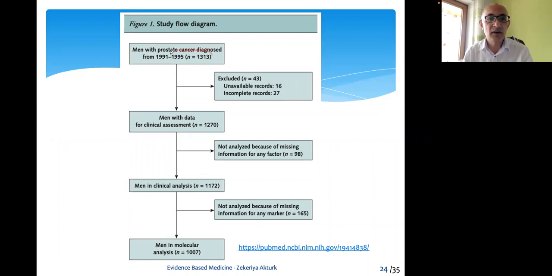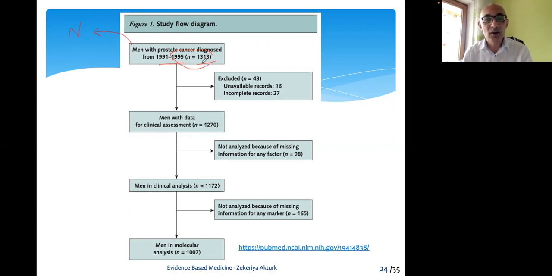So during this time interval, 4 or 5 years, they had 1,313 prostate cancer diagnoses. Of course, these 1,300 are not representing the whole population. There are many in the community, in the city where this research was done, in the country, worldwide. There are many other people. So this we can call N.